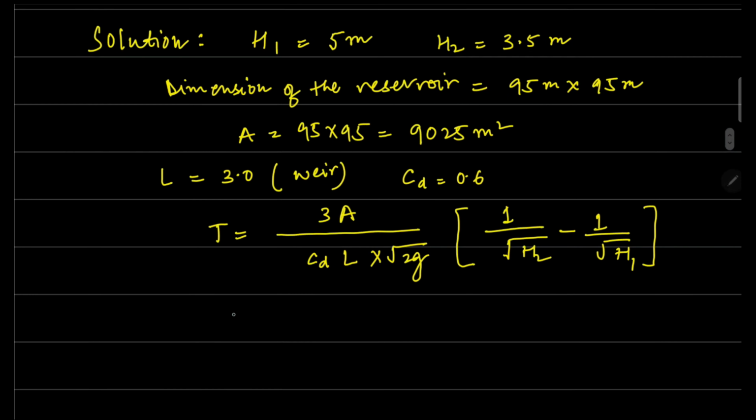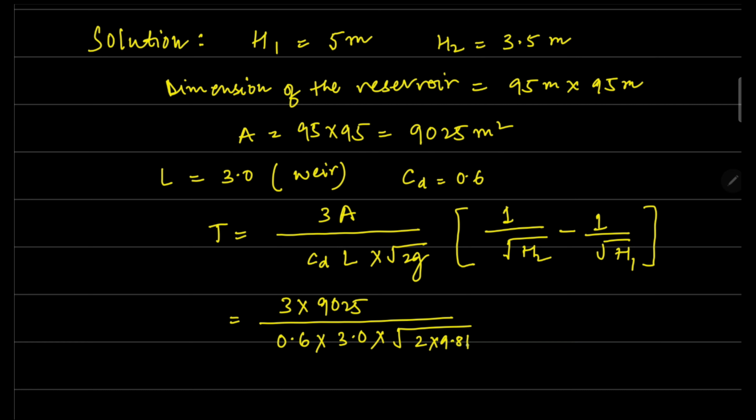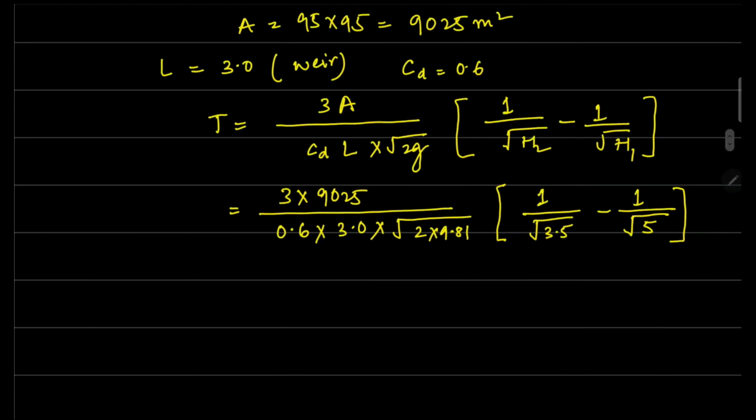Now let's put all the values. So 3A is 9025 divided by CD value 0.6 multiplied by length of the weir 3 meter, then under root 2g, that is 9.81, multiplied by 1 over under root h2, that is under root 3.5, minus 1 over under root 5. So let's solve this value.